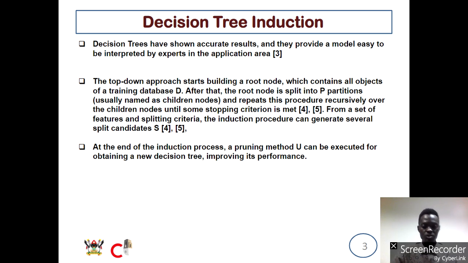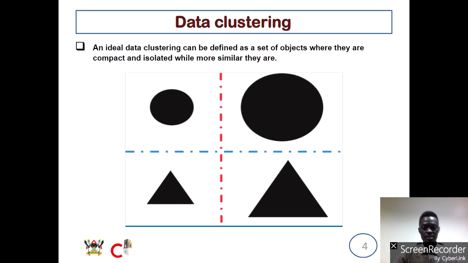A criterion is more like a standard, or a way that if this is met, you can now do this. So it's about having a certain scenario or standard met. From the list of these features, and after doing the splitting according to the criteria, the induction process can generate several split candidates, and then at the end, a pruning method can be executed to obtain the new decision tree, thus improving the performance.